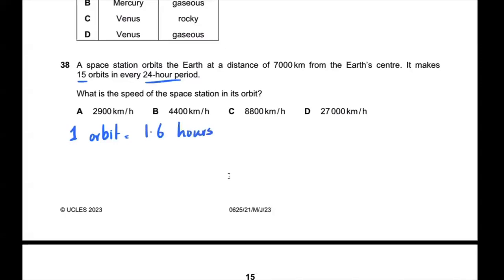So for the speed of the space station, I then have the distance, 7,000, divided by the time period. So the speed is basically the average orbital speed. So 2 pi r over time 1.6. So 2 pi times 7,000 divided by 1.6. So 38 turns out to be 27,488. So it's D.